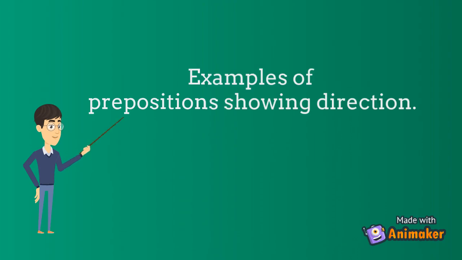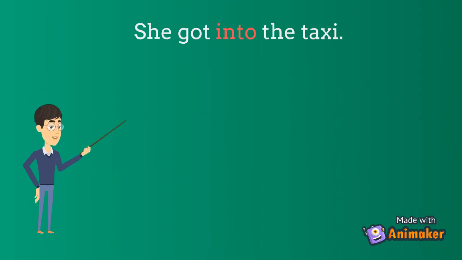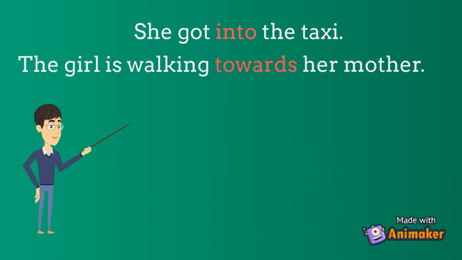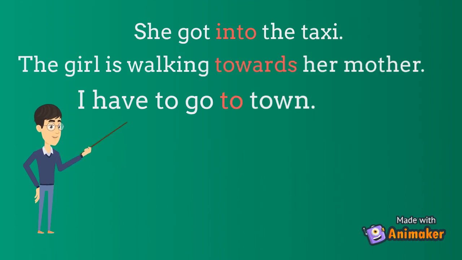Examples of prepositions showing direction. She got into the taxi. The girl is walking towards her mother. I have to go to town.